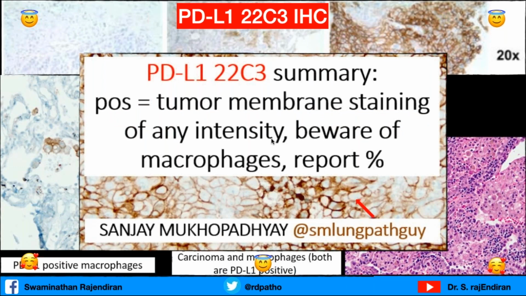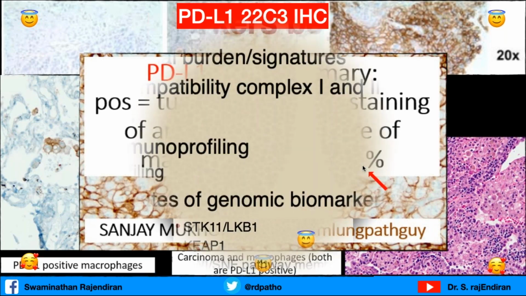This is a membranous positive. Each word is important. The clone we are using, or should use, is PD-L1 22C3. This is FDA approved. This has to be positive. Number 1, membranous positivity. Number 2, any intensity. Number 3, beware of macrophages. And number 4, report the percentage positivity. If it is more than 50%, then only anti-PD-L1 will be effective.